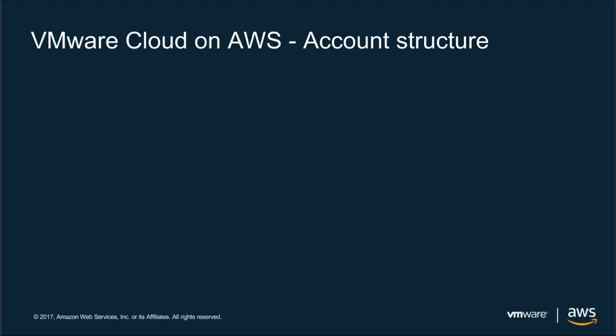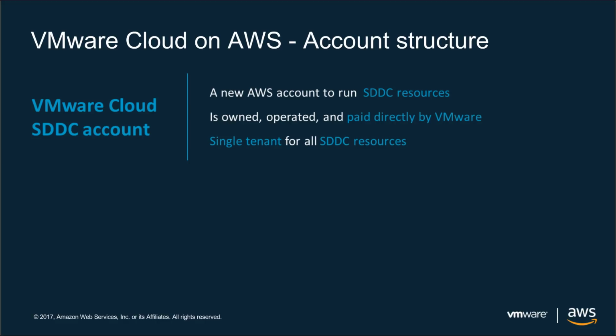So this is actually delivered in a slightly different way than what you may be accustomed to with native AWS services. So there's two different accounts involved with VMware Cloud on AWS. The first is, when you sign up for this service, VMware is actually going to create a brand new AWS account. And this is an AWS account that VMware owns and operates. They pay for this account. It is completely their account, and you will have no visibility into this. They use this account to actually create and run all of the SDDC resources that are needed to run your VMware Cloud on AWS environment.